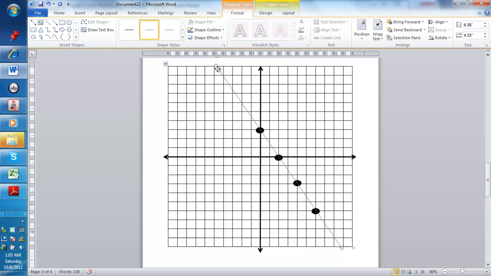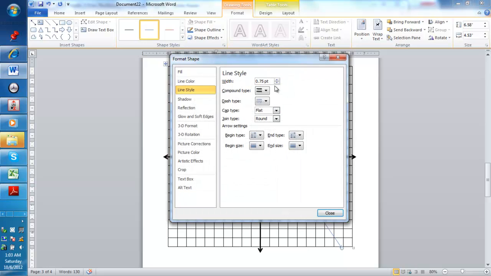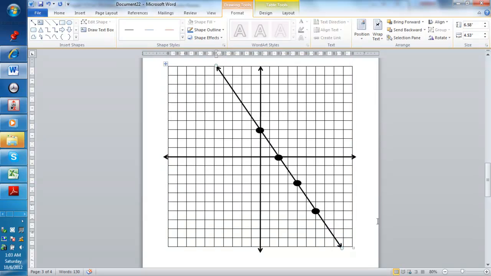Again, format the line: right click, format the shape. Again, I like to use 3 points. If you want to make it thicker, you can. I use the color black.